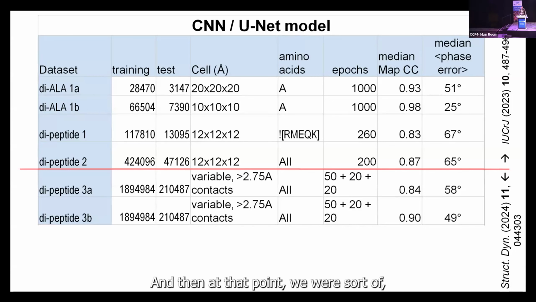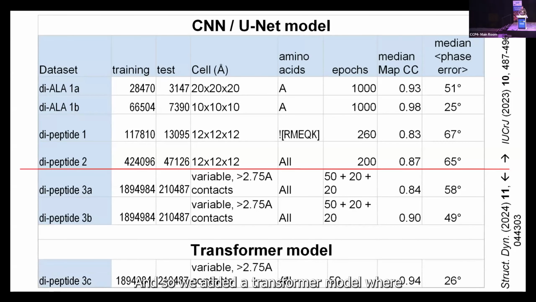And then at that point, we were also exploring different machine learning models. We added a transformer model and found that we could get better results using the transformer with fewer required training cycles.